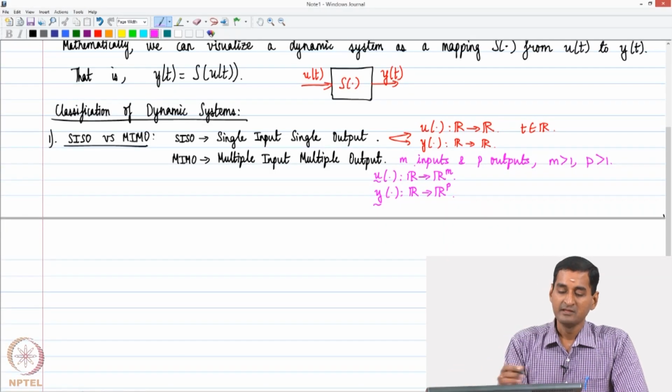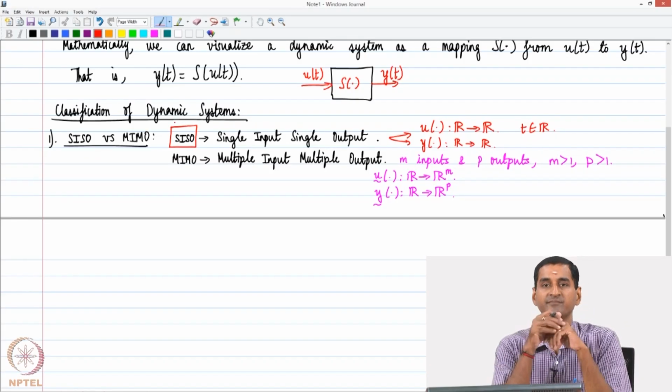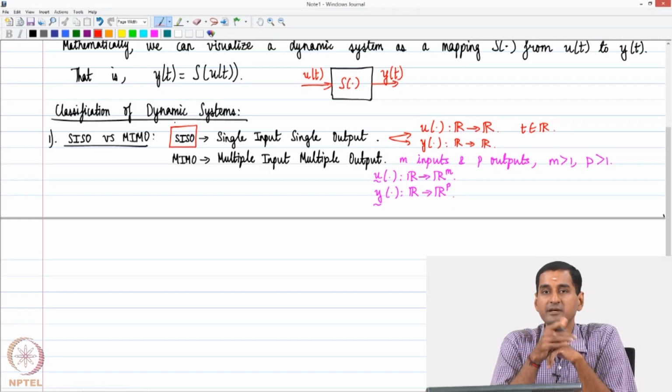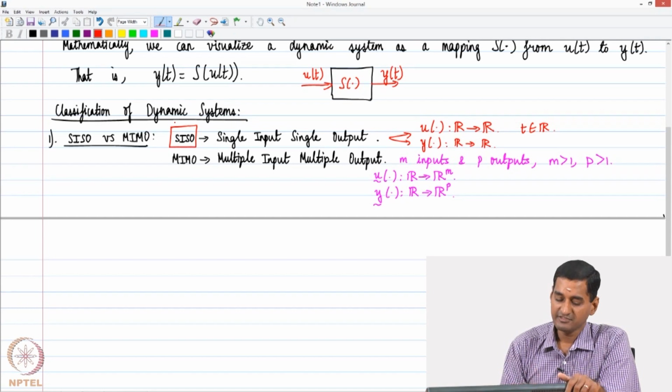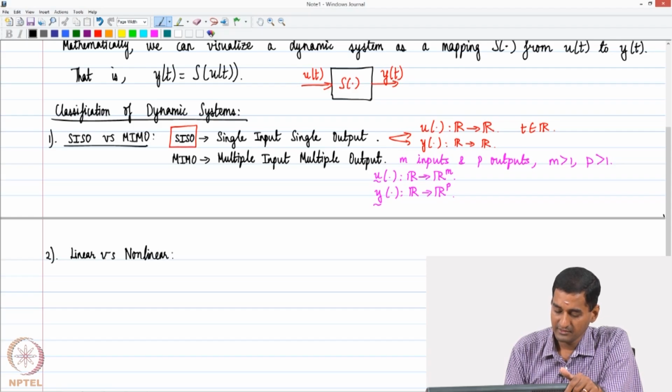Okay. So in this particular course we are going to be interested in SISO systems, okay, SISO dynamic systems. Okay. So that is the class of systems we would be focusing on in this particular course. Okay. So the first classification was based on the number of inputs and outputs. The second classification that we are going to look at is whether a particular system is linear or non-linear.